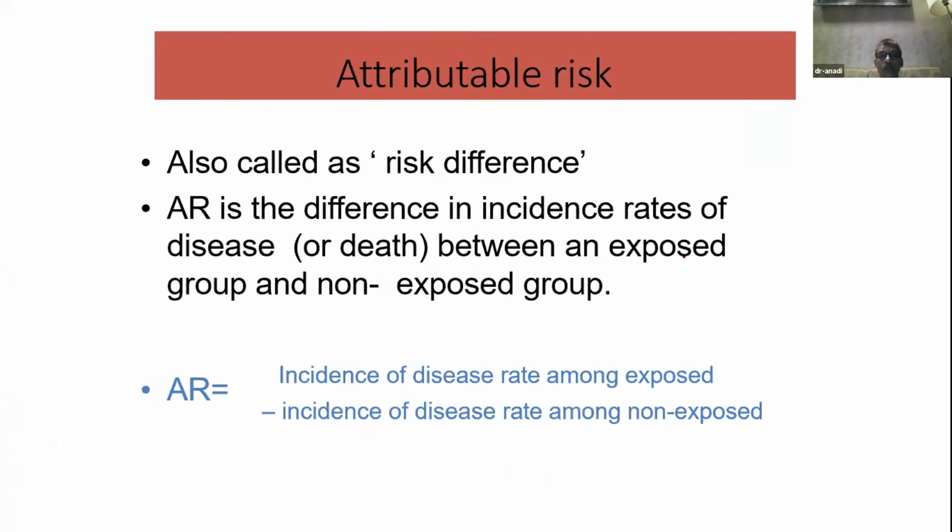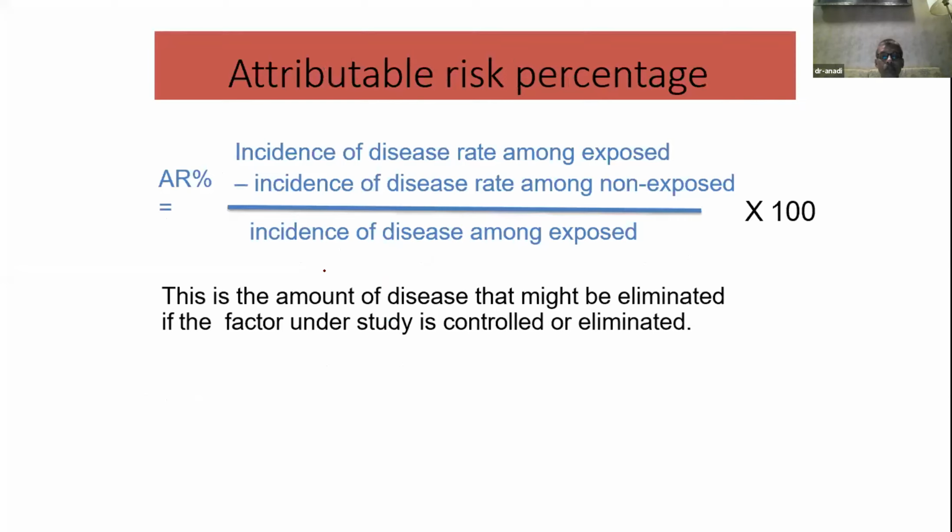Next is attributable risk, also called risk difference, as already told. It is the incidence rate among the exposed minus the incidence rate among the non-exposed. Attributable risk percentage is the incidence among exposed minus incidence among non-exposed, divided by incidence among exposed, into 100. This is the amount of disease that might be eliminated if the risk factor under study is controlled or eliminated. That is attributable risk.